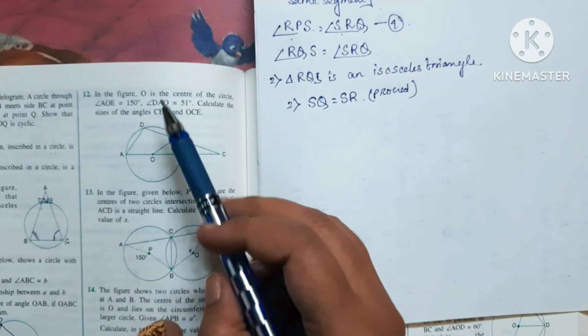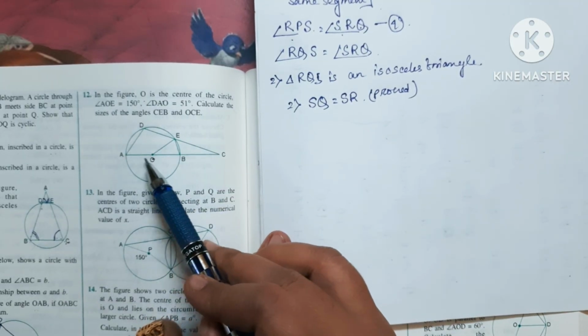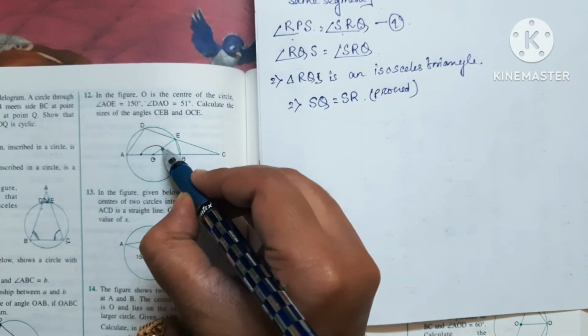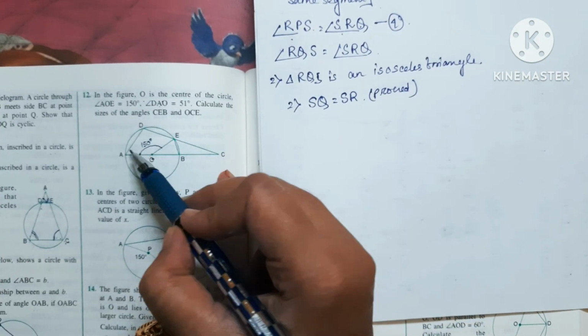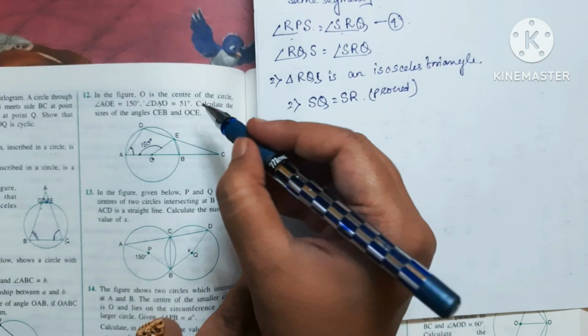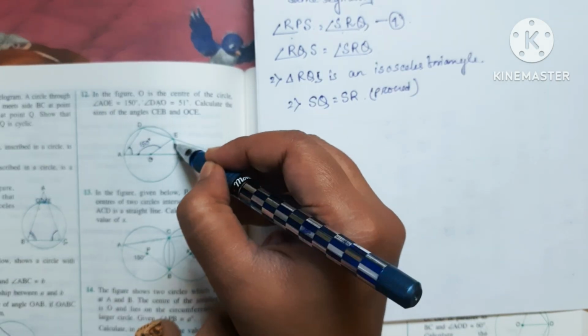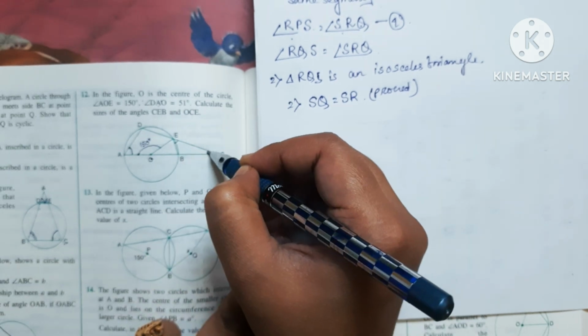Now question number 12. See the figure carefully. O is the center of the circle. AOE, this angle, is 150. DAO, this angle, is 51. Now you have to calculate CEB, this angle, and OCE, this angle.